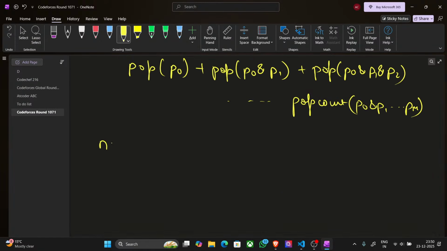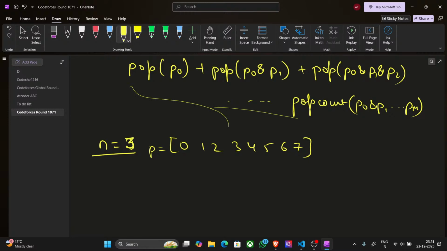Now let's say n is 3. For n equals 3, my permutation will look like 0, 1, 2, 3, 4, 5, 6, up to 2 raised to power 3 minus 1, which is 8 minus 1, 7. So I will go up to 7. So this is my current permutation. I have to arrange this such that this is maximized and the permutation is lexicographically smaller. We will do the lexicographically smaller part later, but we need to maximize this.